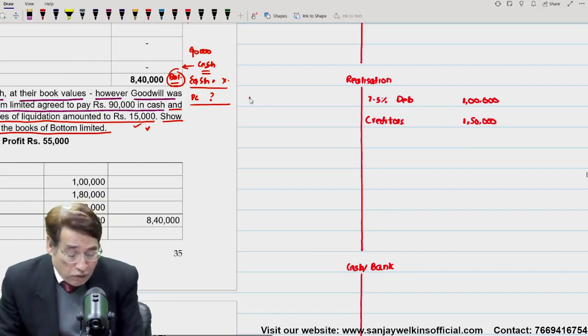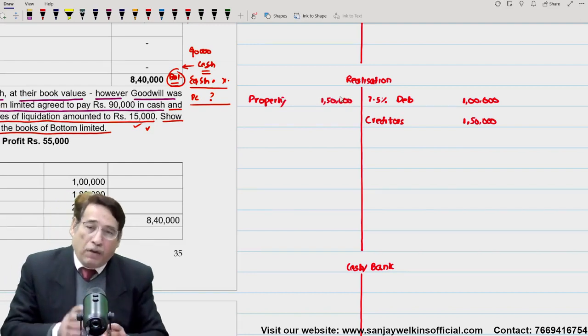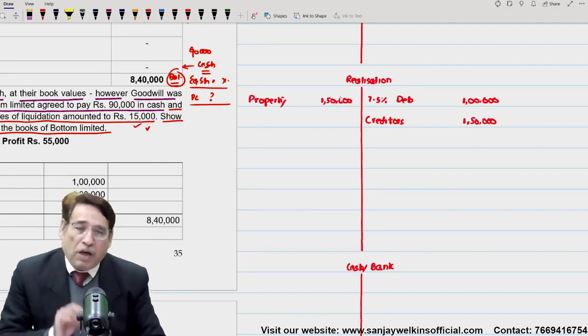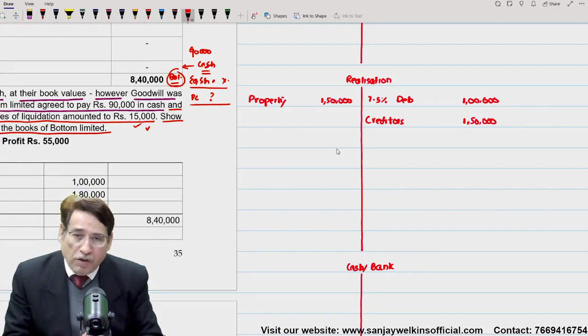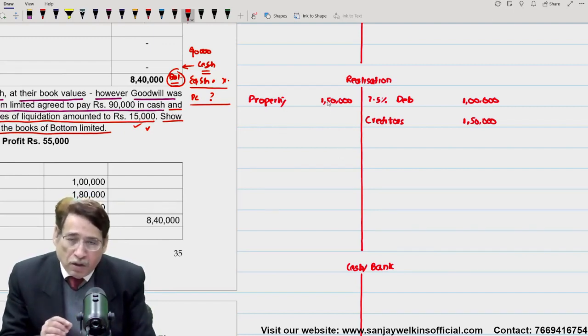Likewise, we can now close the asset side. Towards the asset side, we come across the first item, property. Now here, one point which you need to keep in your mind: whenever we are going to transfer any balance sheet item to the realization account, that will always be at the balance sheet value, that is, book value. Is it clear to you? Don't write here property 1,80,000. If you are going to close any item of the balance sheet, that must be closed at book value.